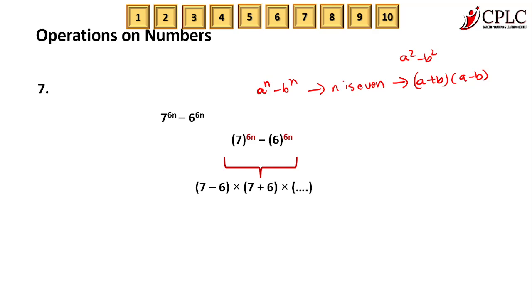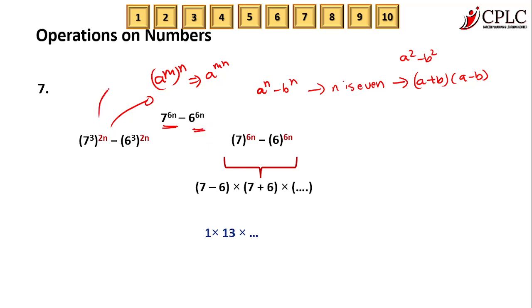And what we can do now is, instead of taking a and b as 7 and 6 straight away, and then taking the power as 6n, we can split that power using laws of indices. So we can write the same thing also as this, where the formula that we have used here is a raised to m the whole raised to n becomes a raised to mn. The powers will multiply. So 3 and 2n multiplication gives you 6n, the same original number we have. Now this is again of the same type, a raised to n minus b raised to n when n is even, and hence it is divisible by both a plus b and a minus b.